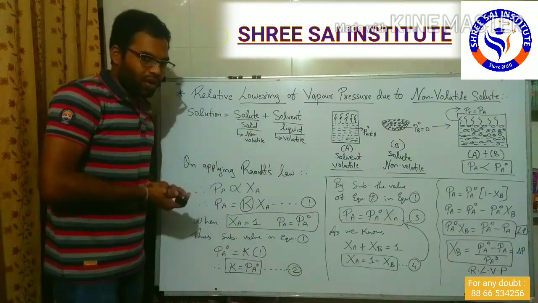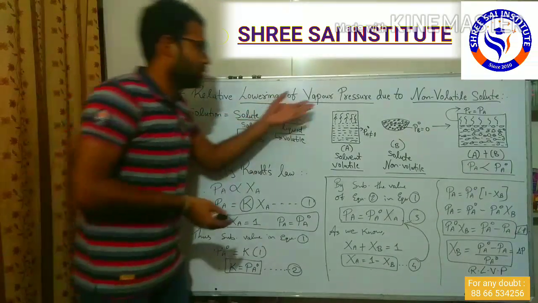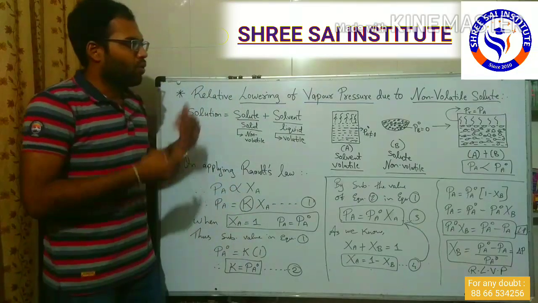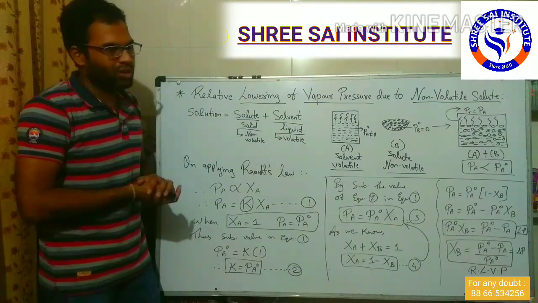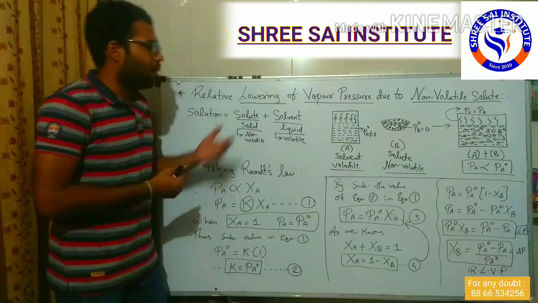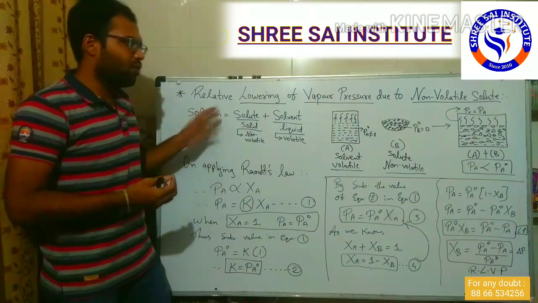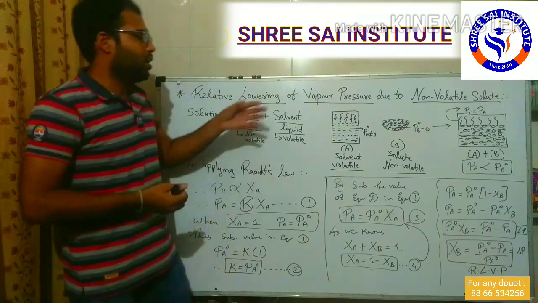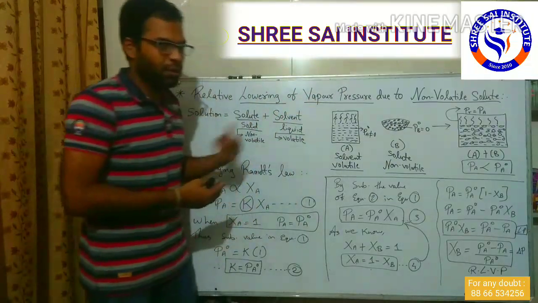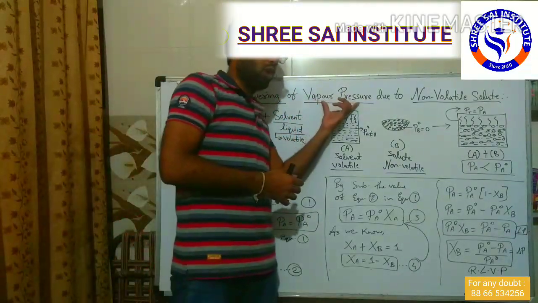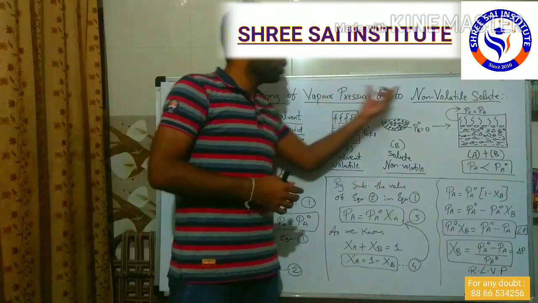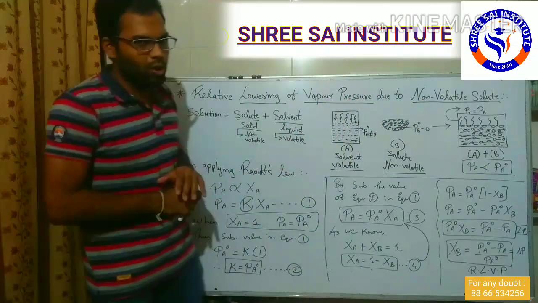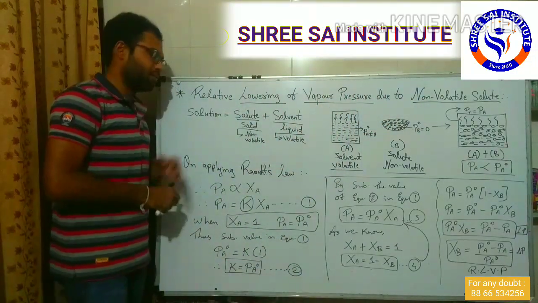In the previous topic, we have already studied the vapor pressure of a solution due to substances having volatile nature. But today there is a somewhat similar topic, where we study the second case of the previous one, that is the vapor pressure of a solution that exists due to a non-volatile solute and a volatile solvent.